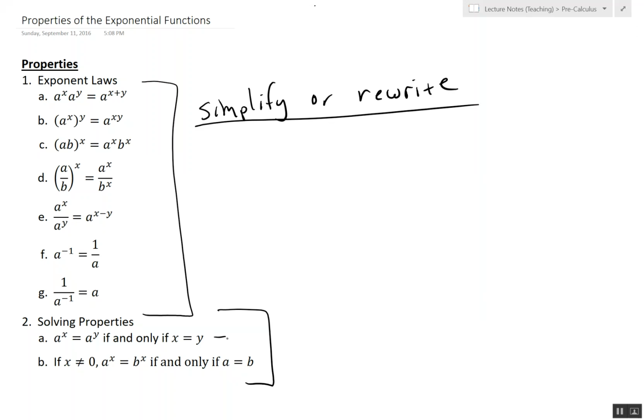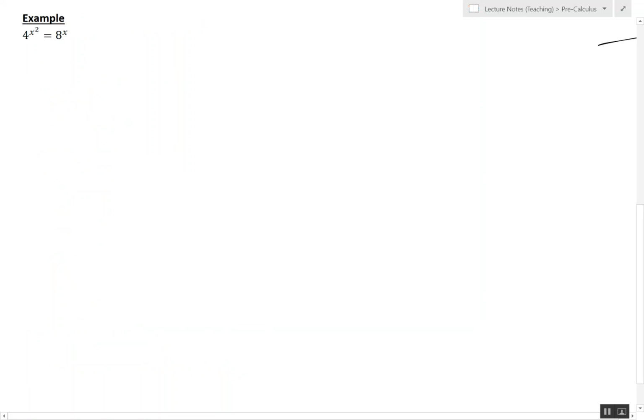And the second property says that if the exponents are equal and not equal to 0, then the bases also must match. So this gives us a way to attack the problem. So let's look at an example.